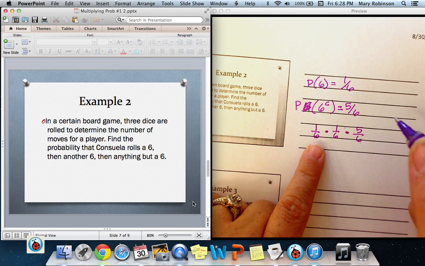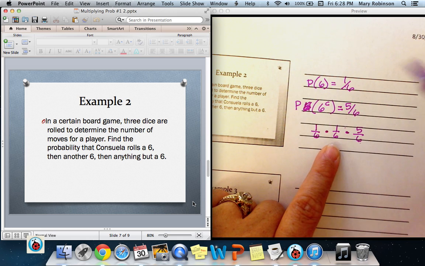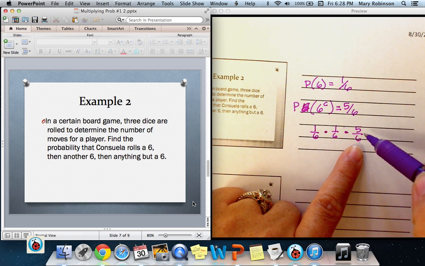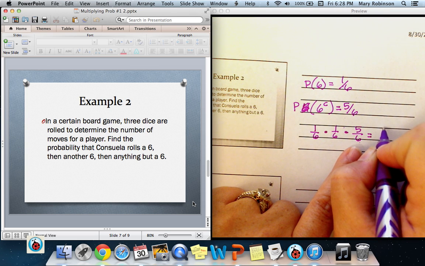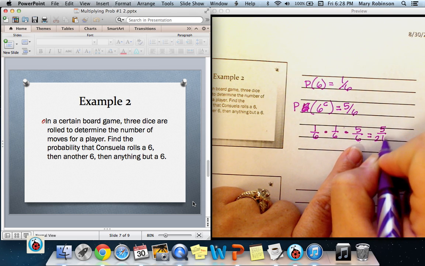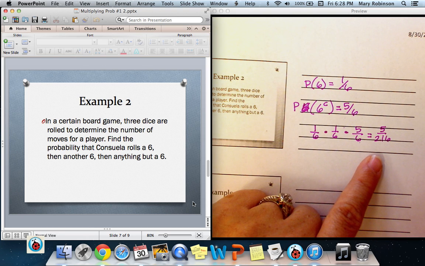So 1 6, then rolls another 6, then anything but a 6. There are 5 numbers that are not a 6: 1, 2, 3, 4, and 5. If we multiply that together, we get 5 out of 216, and that would be our probability.